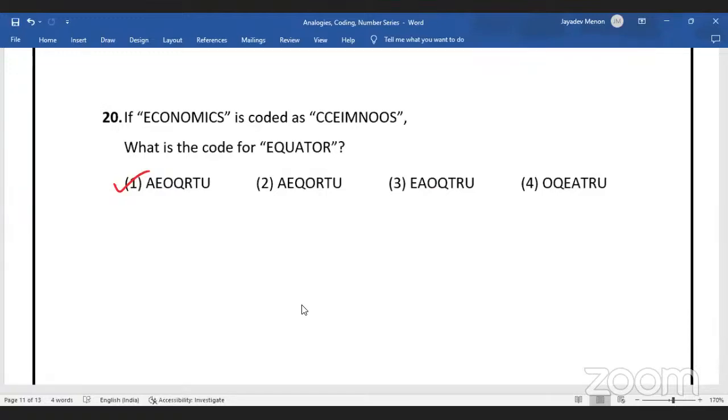So in the same way, if we are arranging the letters of equator in alphabetical order, we get the code as: first it will be A, then E, then O, then Q, then R, then T, and U. So the code for equator will be AEOQRTU. We are arranging the letters of the word in the alphabetical order to get the code. So option 1 is the answer.